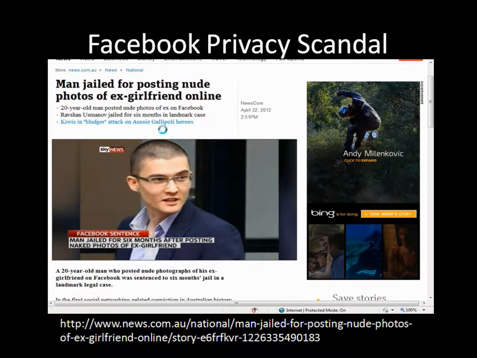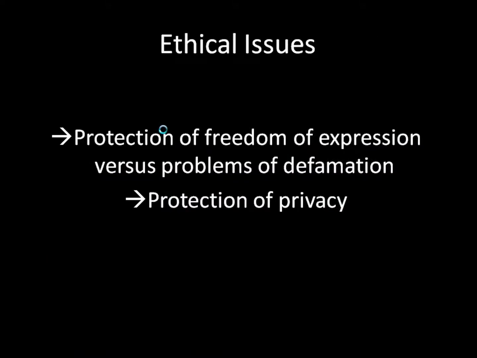So there are two ethical issues that relate to this case. There is the protection of freedom of expression versus problems of defamation. So it's protecting his freedom of expression versus defamation, which could ruin his ex-girlfriend's reputation. And then there's the protection of privacy, which relates to Facebook's privacy terms, which don't allow pictures like that to be uploaded.